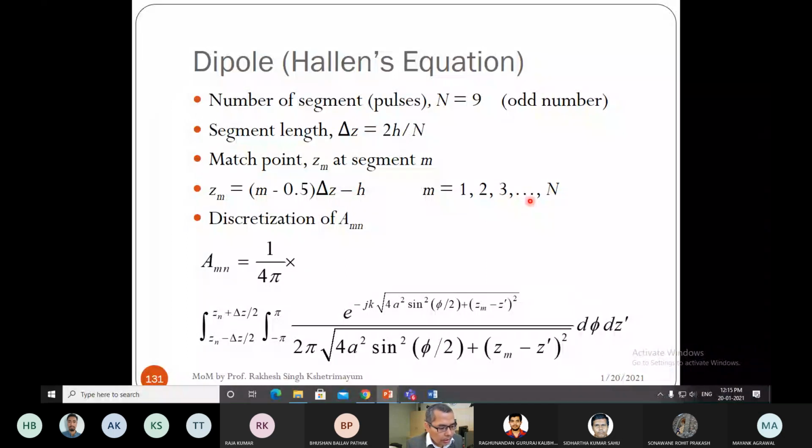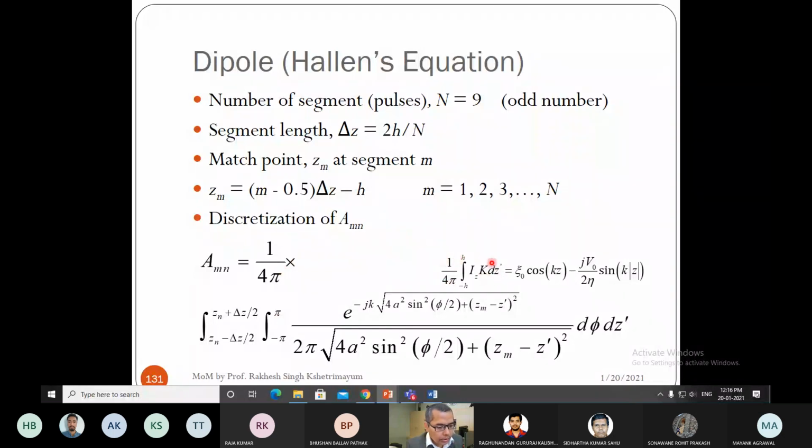So now let's look at the discretization of AMN, or let's say your Z matrix. Usually we call it Z matrix. So how do I do the discretization of the Z matrix, B matrix, and how do I find the current unknown coefficient I? I need to find Z, B, and find what is I once I know Z and B. Z matrix calculation can be from the integral equation. Let's look at the integral equation you have here.